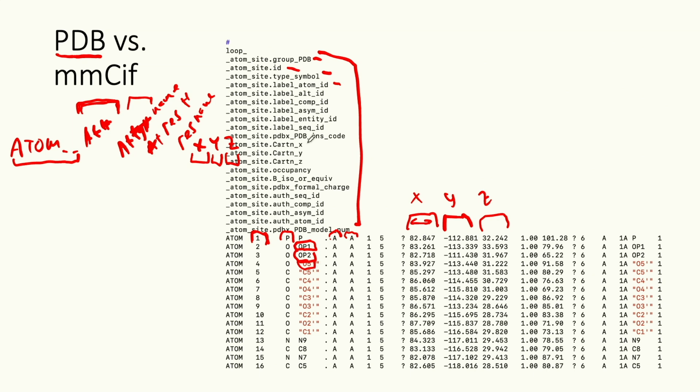Then another important one is X, Y, and Z. Occupancy 1. This is occupancy, just like if you're uncertain, there's two locations where the atom could occur, because thermodynamics allows that sometimes. Then this might be not 1, but half of it would be here and half of it would be there.